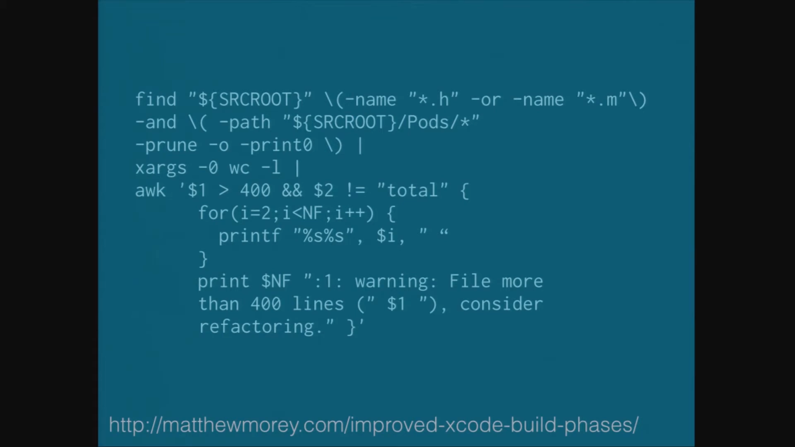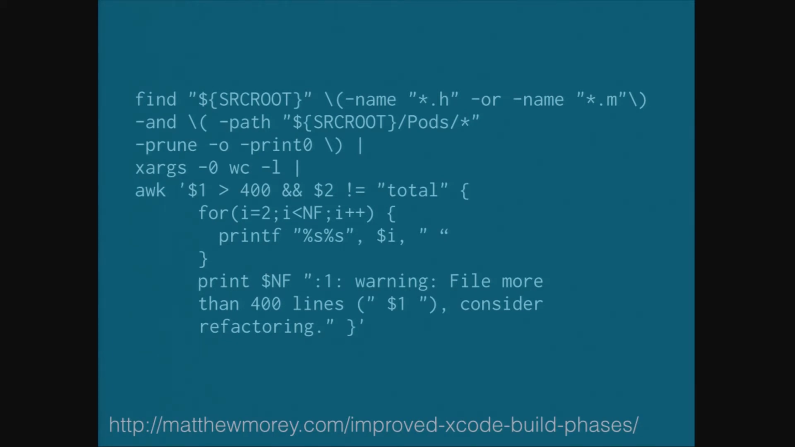So you'll see this in Xcode. Warning, this class has too many lines of code. You can find this script at Matthew Morey's blog, Improved Xcode Build Phases. And I also have these slides online, so at the end I can point you to that URL. So this is a way of just giving that rule teeth, right?